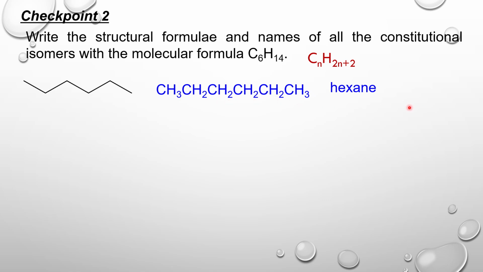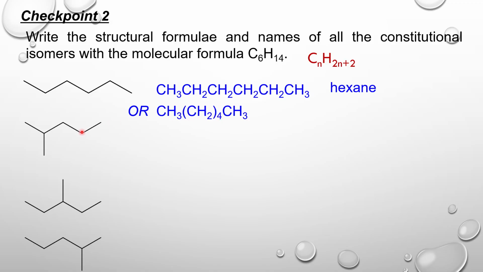Therefore, you can also choose to write it in this form, with a bracket CH2, 4 of them. This is also accepted as your condensed formula. So use the bracket and number 4 because we have repeating units of CH2.